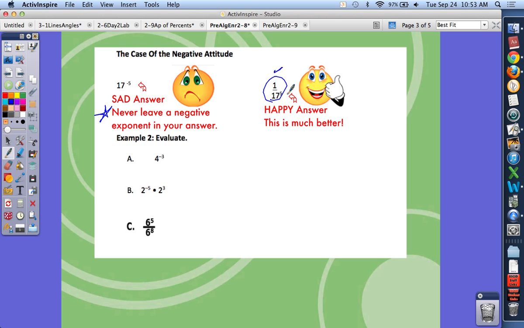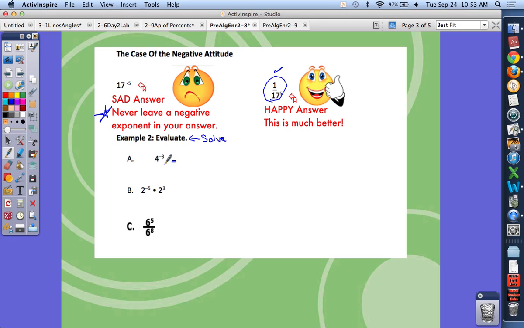The last part then is we're going to take what we learned in this lesson, combine it with what we learned in the previous lesson about the properties, and be able to evaluate fully all the way. So evaluating, you got to know what this means. This means actually solve it all the way out, okay? Don't leave anything undone. So 4 to the negative third, evaluate that for me.